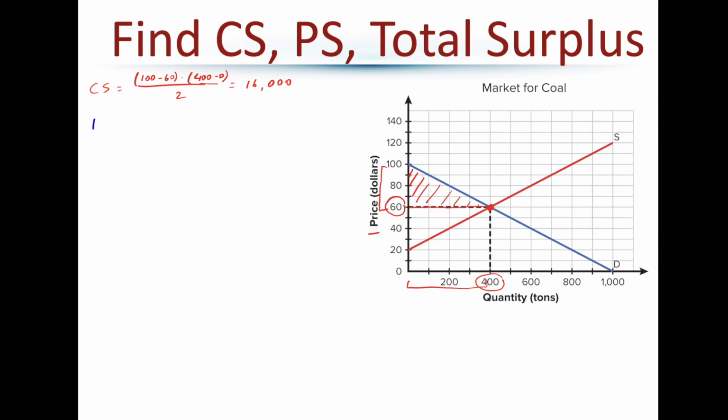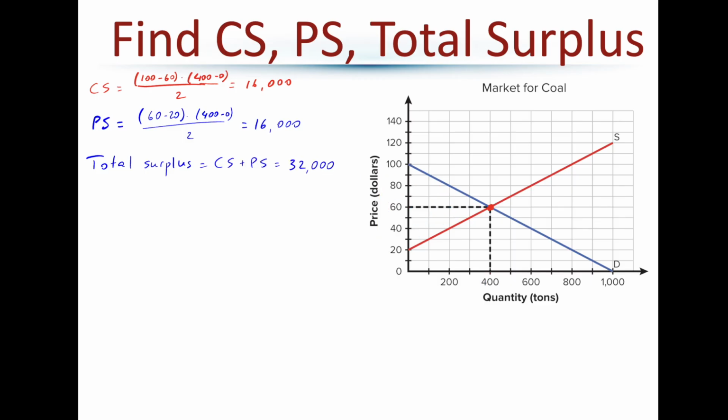What if we need to find the producer surplus? Producer surplus is the area below the price and above the supply curve. So it's this blue shaded area right here. That is also a right triangle, so we can find it by multiplying height, which is 60 minus 20, by base, which is 400 minus 0, divided by 2. It is also 16,000. And now if we wanted to calculate the total surplus, that is this whole area of producer and consumer surplus, which is 32,000.